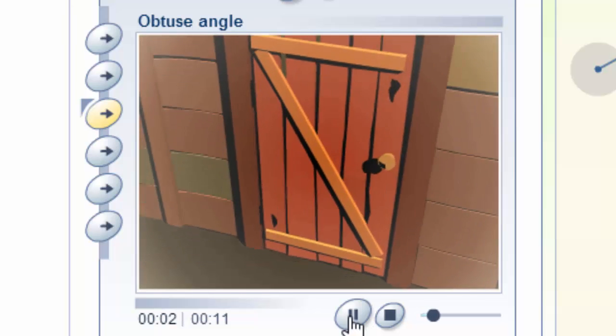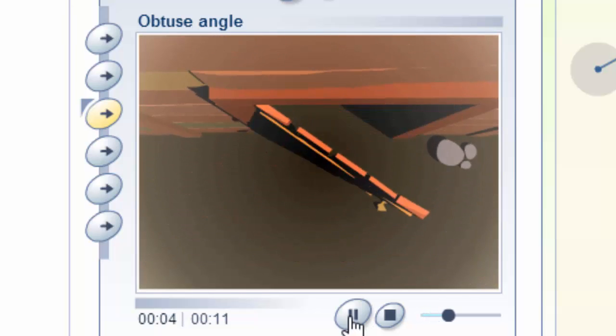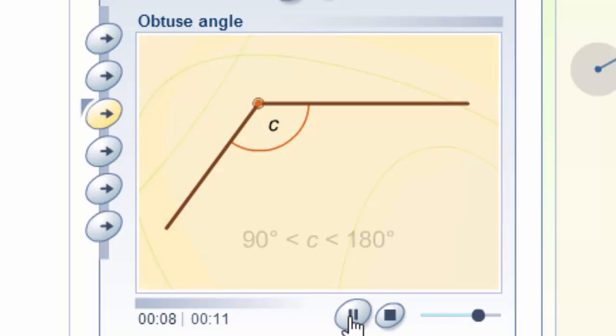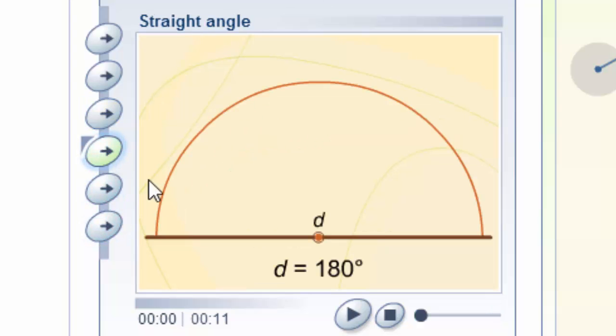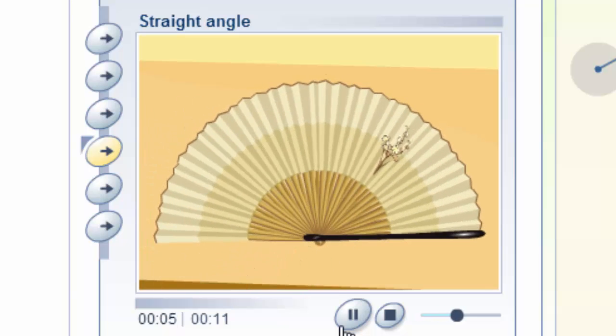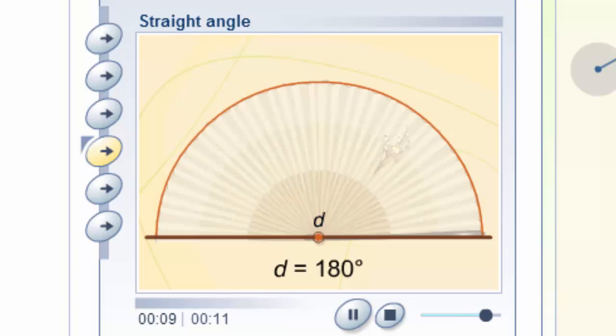When the doors are open wide, they make an obtuse angle, which is more than 90 degrees, but less than 180 degrees. A folding fan may be used when making a straight angle. The straight angle is the angle equal to exactly 180 degrees.